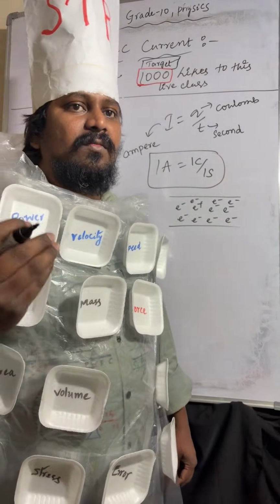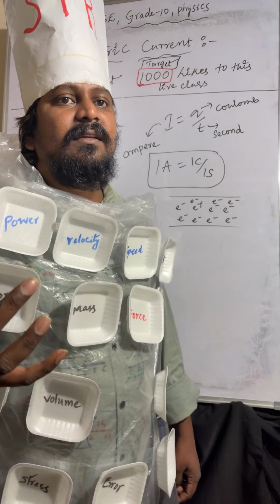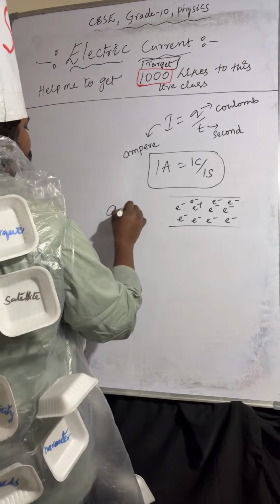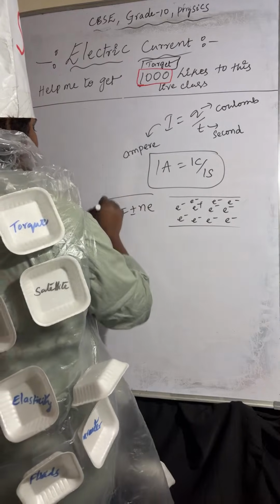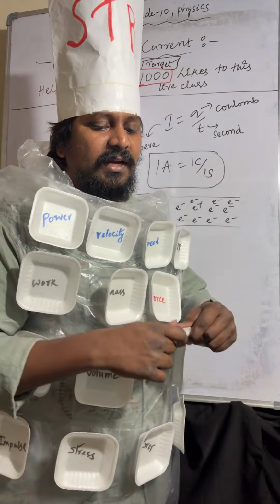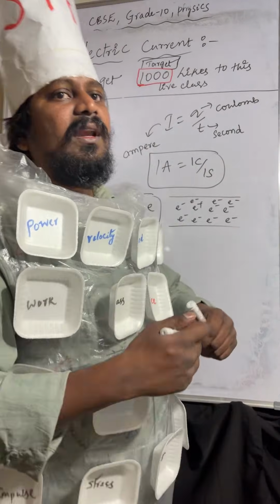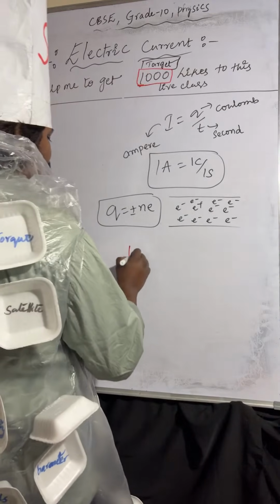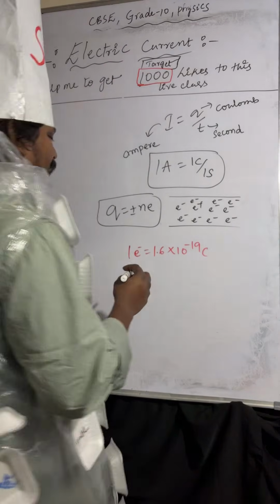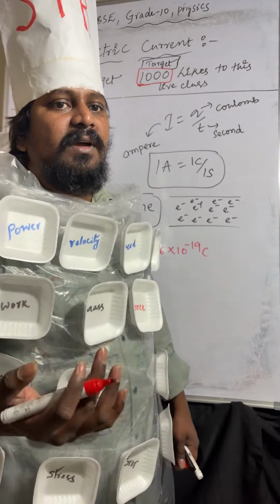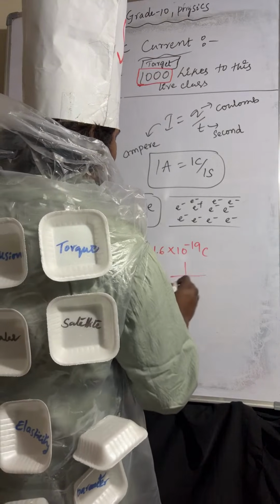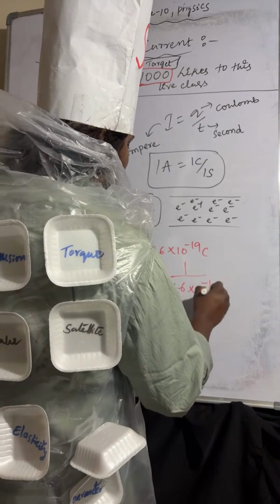That is nothing but quantization of charge. Quantization of charge is q equal to plus or minus ne. On one electron, how much charge is present? On one electron, 1.6 into 10 power minus 19 coulomb. In one coulomb, so 1 by 1.6 into 10 power minus 19.